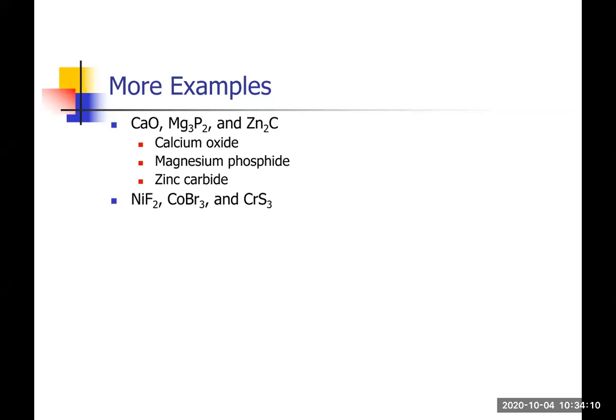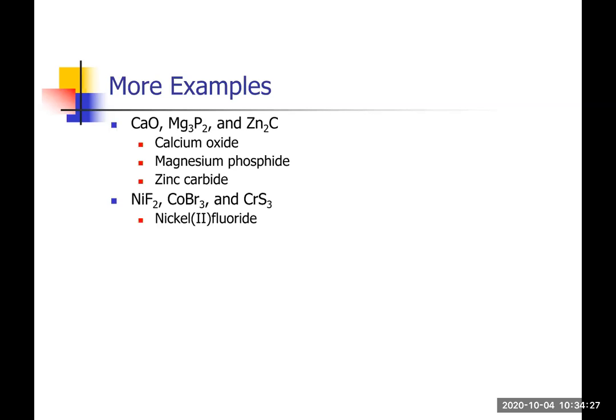So we have two fluorines. That means that the nickel has to have a +2 oxidation state. And in this case, you can include it or exclude it. So here it's nickel(II) fluoride, but if you had written nickel fluoride, that would be correct as well.